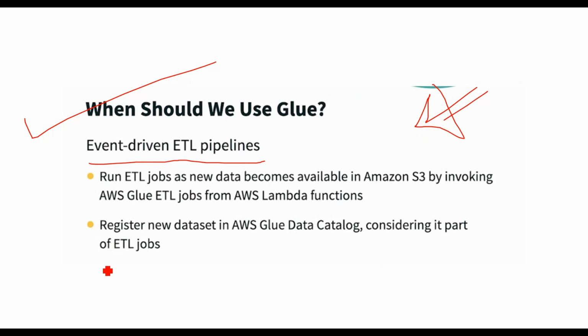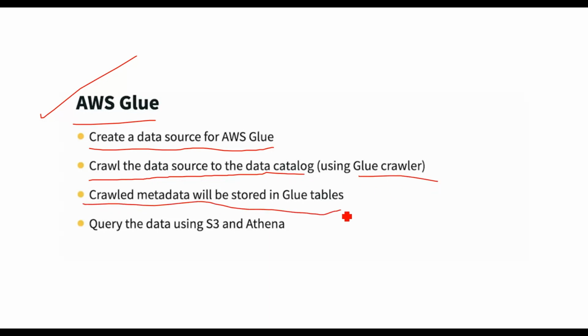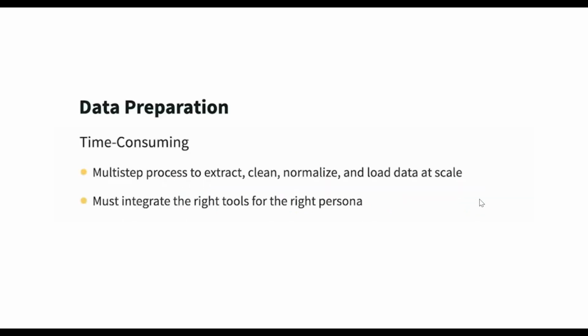Then we can register a new data source in the AWS Glue data catalog and consider it part of an ETL job. These are the options as part of the Glue demo. We can create a data source for AWS Glue, crawl the data source using Glue crawlers, crawl the metadata for the Glue tables, and query data with the help of Athena. Around 80% of data analysis is spent in the data preparation stage only, and Glue is going to help with all of that.